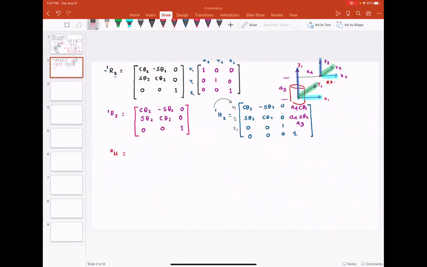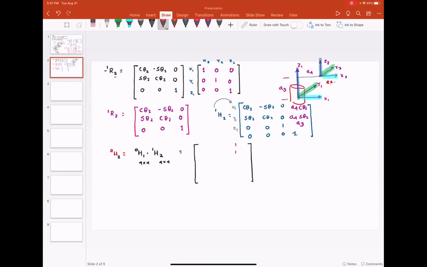0H2. I don't have 3. 0H2 is 0H1 multiplied by 1H2. So if I multiply this 4 by 4 matrix by this other 4 by 4 matrix, I'm going to get a 4 by 4 matrix. Do you agree with me? And I'm going to go ahead and describe what that 4 by 4 matrix would look like.